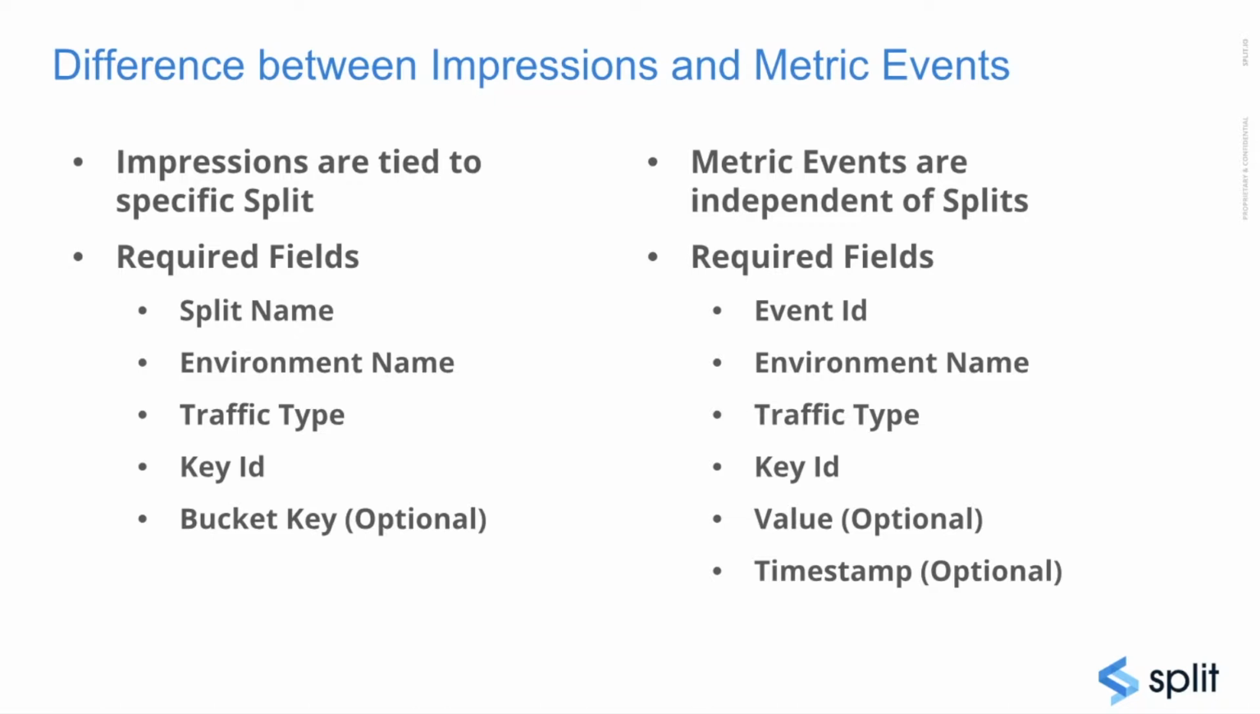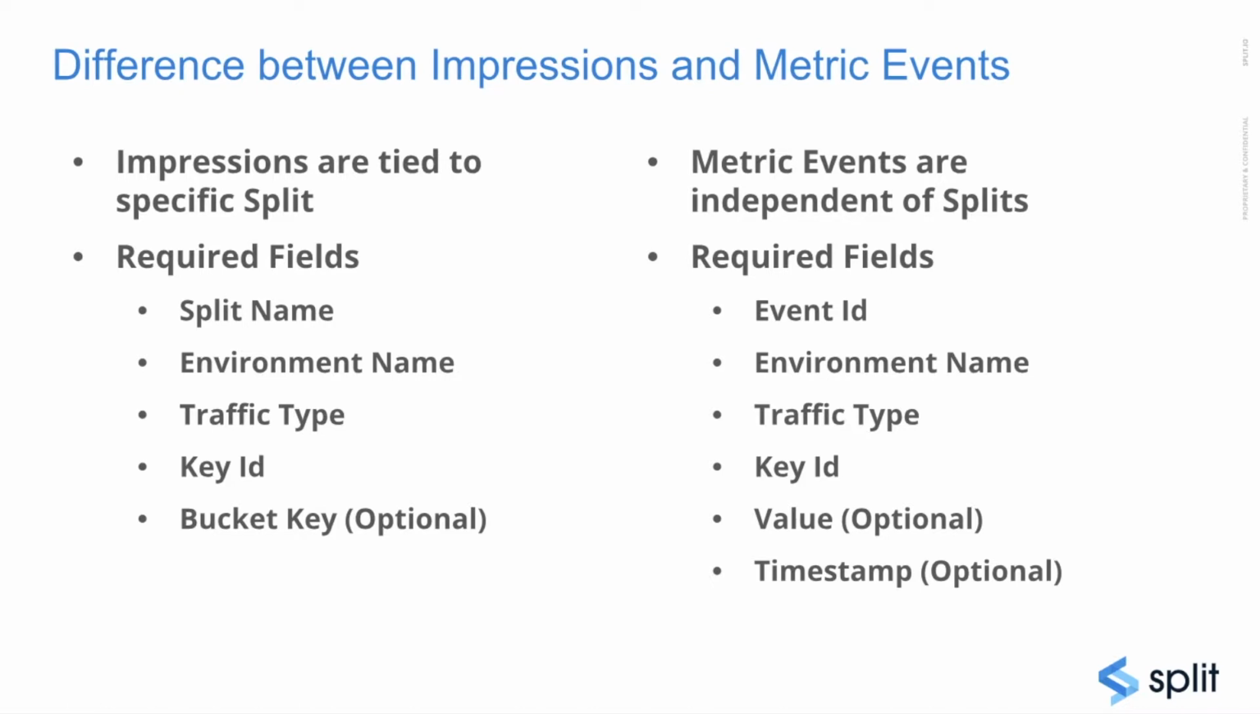Now the metric events, on the other side, are independent of splits. We don't have to specify a split name, since the same metric can be used by multiple splits. So the required fields for the metric are basically an event ID, environment name, traffic type, and the key ID, which is the same key ID, or the customer ID or the client ID, that we used in the impression. We can also pass a value and a timestamp.